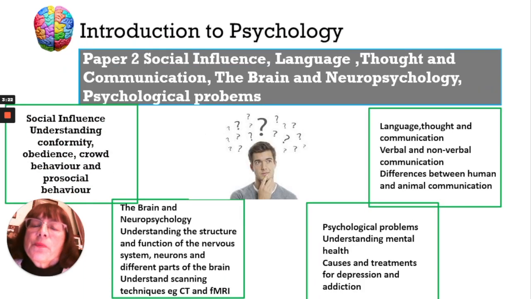In paper 2, we cover social influence, language, thought, communication, the brain and neuropsychology, and psychological problems. And there are the topics that are covered in paper 2. So again, do have a look through those yourselves later.